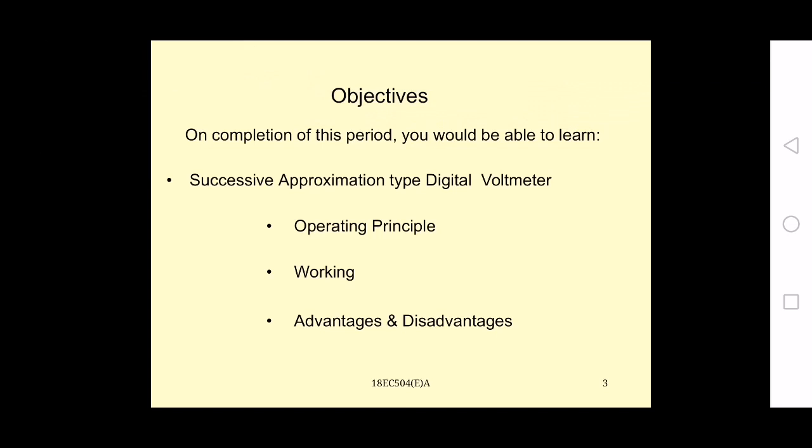As the name indicates, we are approximating successively, means we are taking approximations one step at a time, and we are coming closer to the actual measurement at the final approximation stage. Means we are going to deal with the approximation one step ahead.